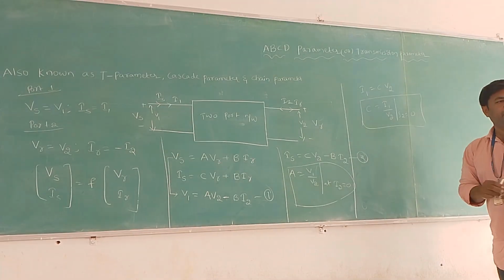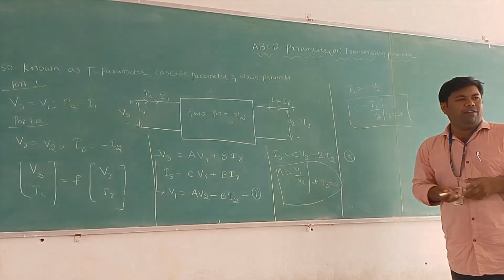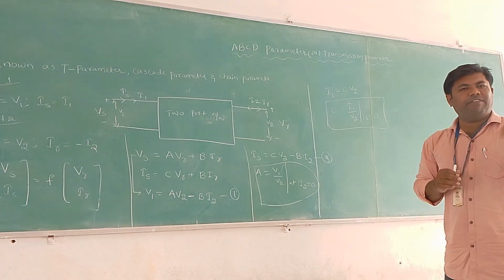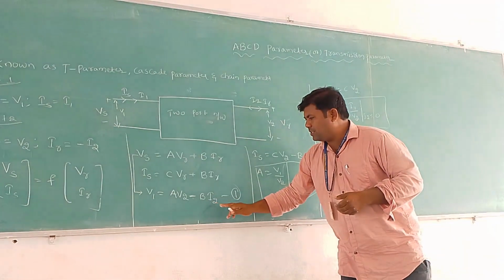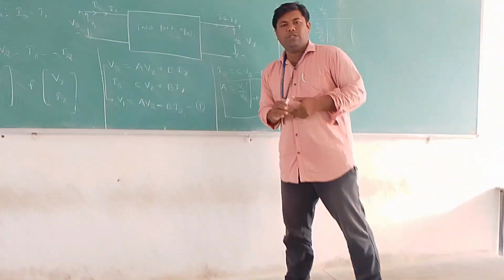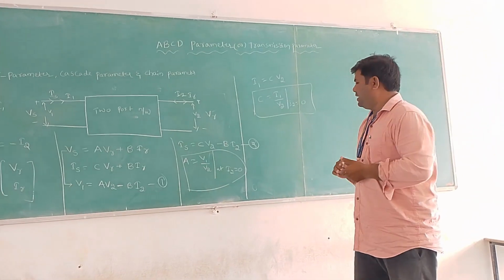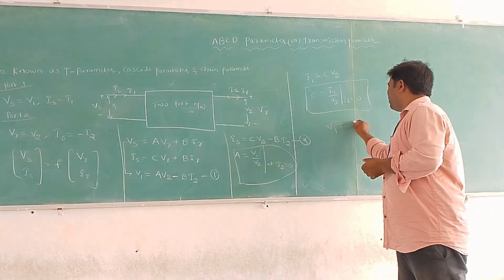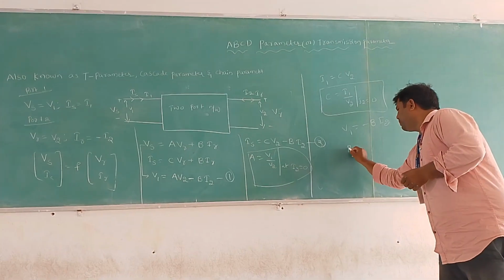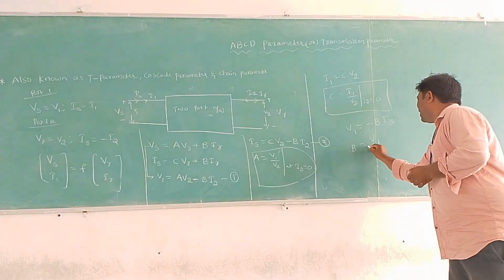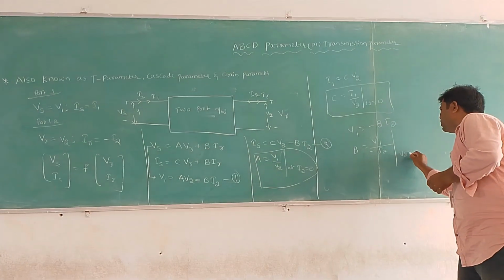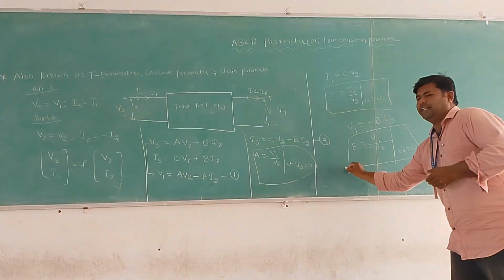Next one is the B and D values. So for B and D, I can substitute V2 is equal to 0. From equation 1, V2 is equal to 0 means we are getting V1 is equal to minus B I2. So if I want the B parameter, we are getting B is equal to V1 by minus of I2, when V2 is equal to 0. So the B parameter also we are getting.